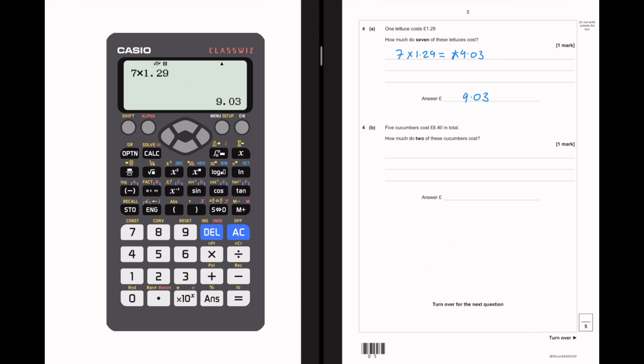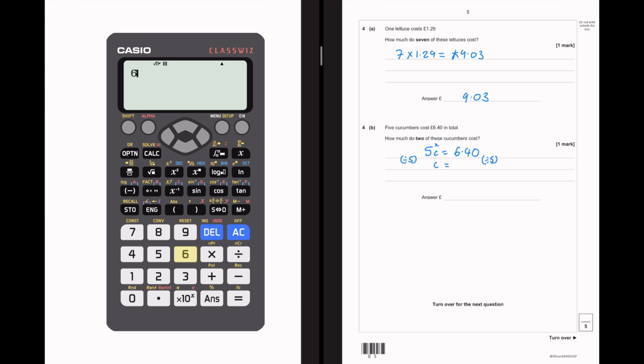Part B says 5 cucumbers cost £6.40 in total. How much do 2 of the cucumbers cost? So you've got 5 cucumbers that cost £6.40. So if we work out how much 1 cucumber is worth, we can set this equation up here. 5 cucumbers is equal to £6.40. So to get the cost of 1 cucumber, this is 5 times C. So we're going to divide both sides by 5 to get rid of that 5.